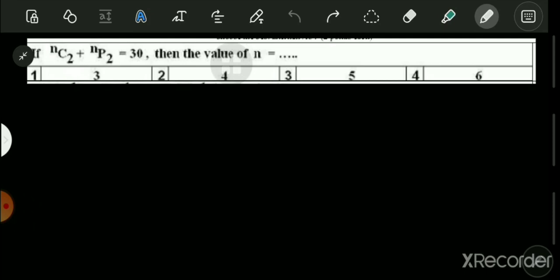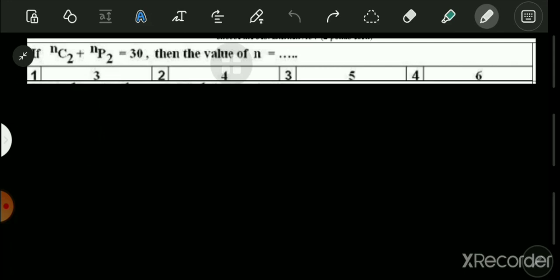So let us get started. This question is talking about combinations and permutations. It says: if nC2 plus nP2 equals 30, then the value of n equals one of these options. So how are we going to solve this question? Come with me, I will show you.